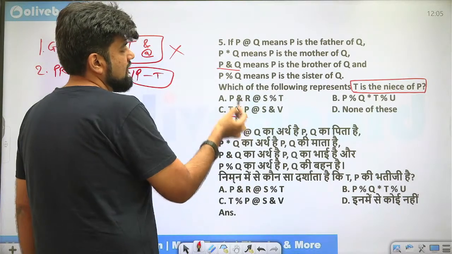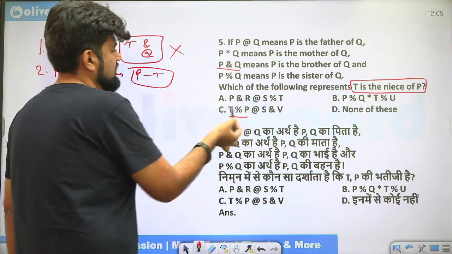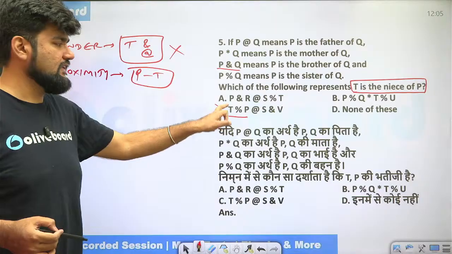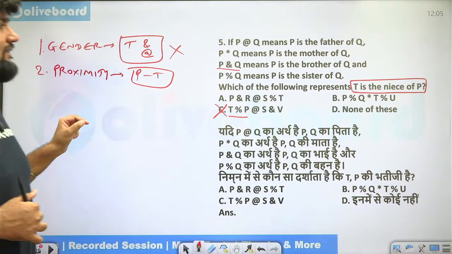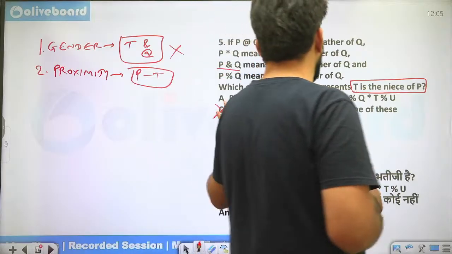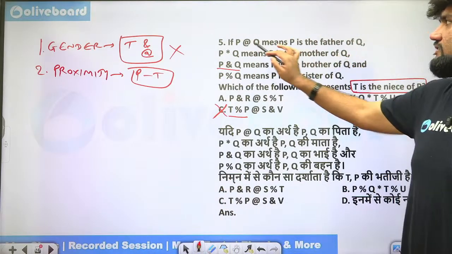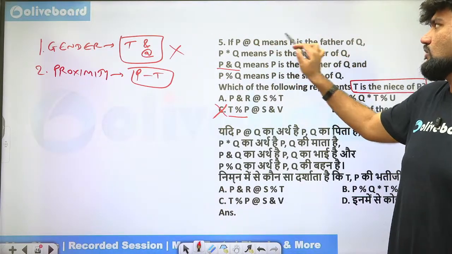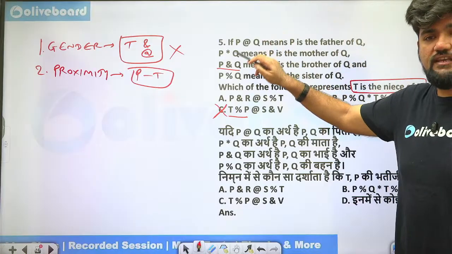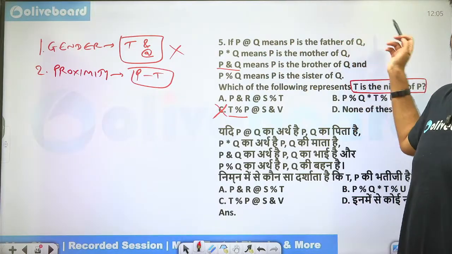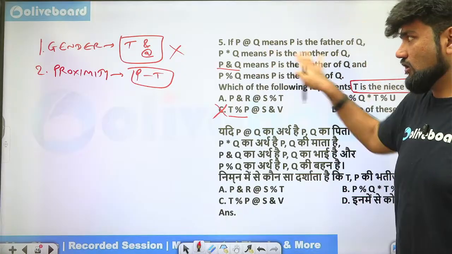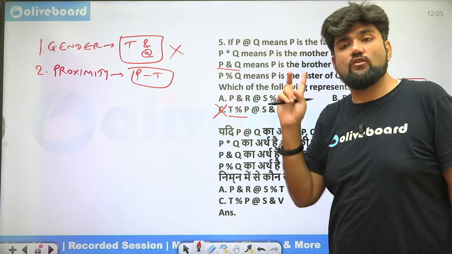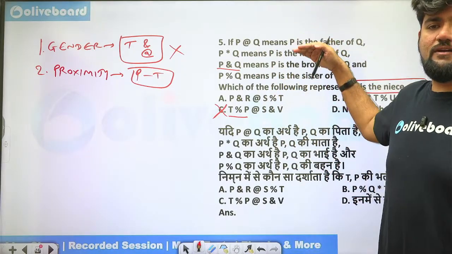T% P. T% P means T is the sister of P. We need T to be the niece of P. So we'll delete option C right away. Okay. Apart from that, mostly these relationships are straight. That means P at the rate Q is P is the father of Q. Sometimes they will give you P at the rate Q means Q is the father of P. Not in that case. But in this case, when the relationships are following the same order, and there is no mention of a wife or a husband.